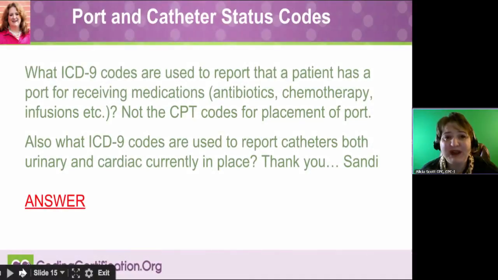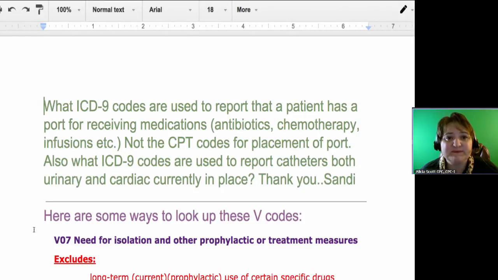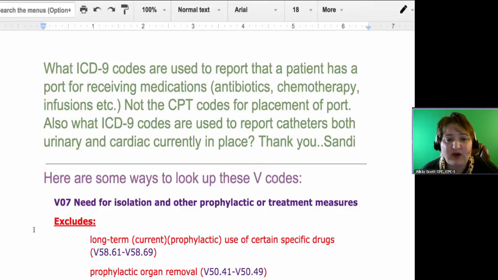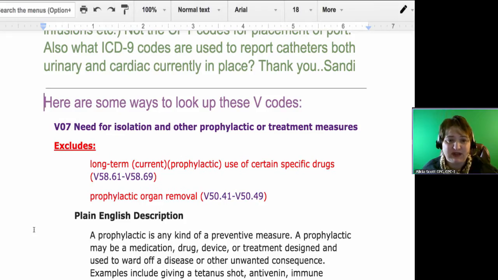So Sandy, what I did was I went in and pulled that up real quick for you. Pulled this all out of Find a Code, pretty much. And you have to know that it's a V code, first of all, and then to look these up, you have to have the right keyword, especially if you're using an electronic encoder versus your manual. But V07 is going to be your first place.